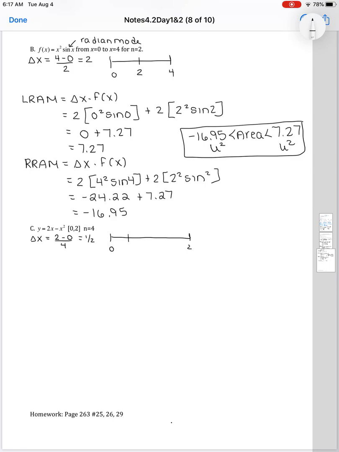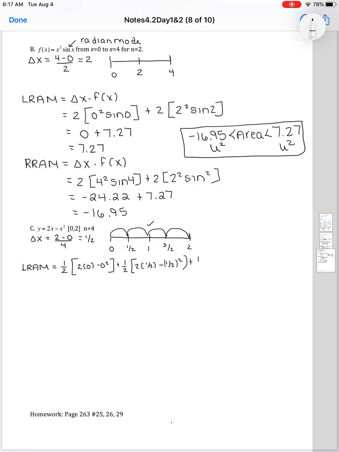All right, one more final one. So delta x first. So 2 minus 0 over 4 gets me 1/2. Number line, 0 to 2, and we're breaking it up into halves. And you check 1, 2, 3, 4. So there are 4. Now for LRAM, we do delta x.